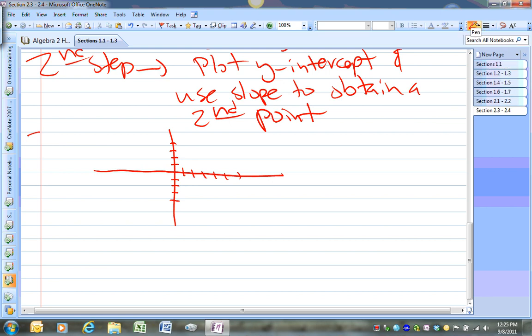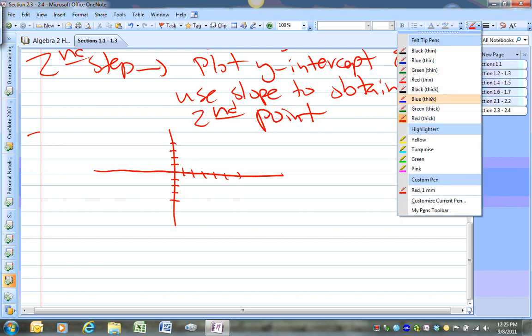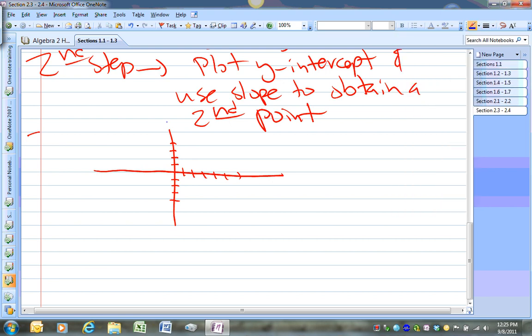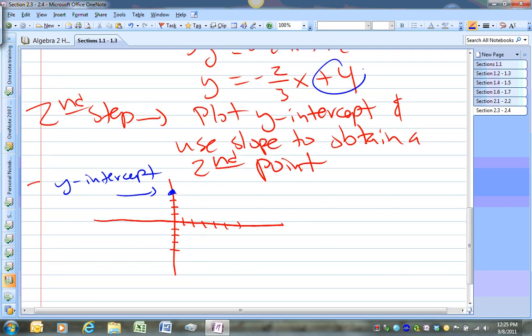So now I'll use a different color to plot these points. So we have 4. Remember, that's y-intercept, because earlier, we found the y-intercept's 4. Remember, that's b. And that's m. And that's what I'll do next.